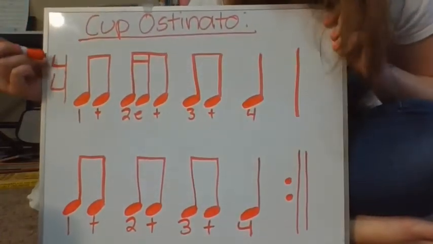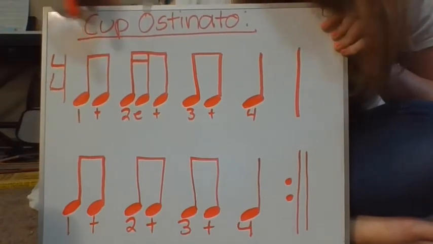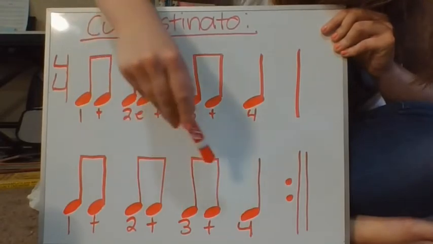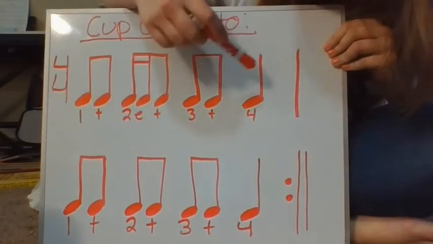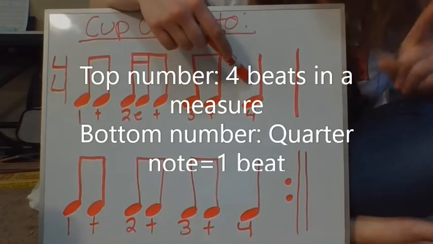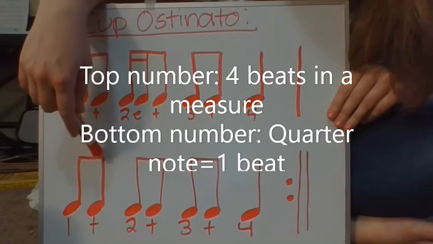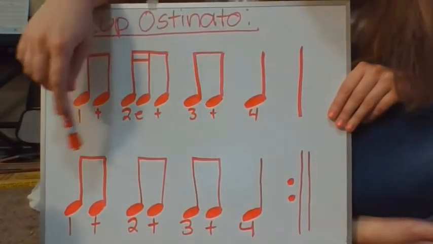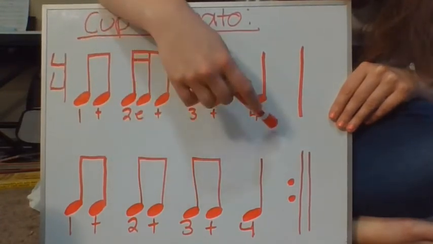Good. Now, since we are in 4/4 time, the 4 tells us we have 4 beats in each measure. The 4 tells us that our quarter note equals 1 beat. So let's look at our next measure now. 1 and 2 and 3 and 4. Now you try. 1 and 2 and 3 and 4.